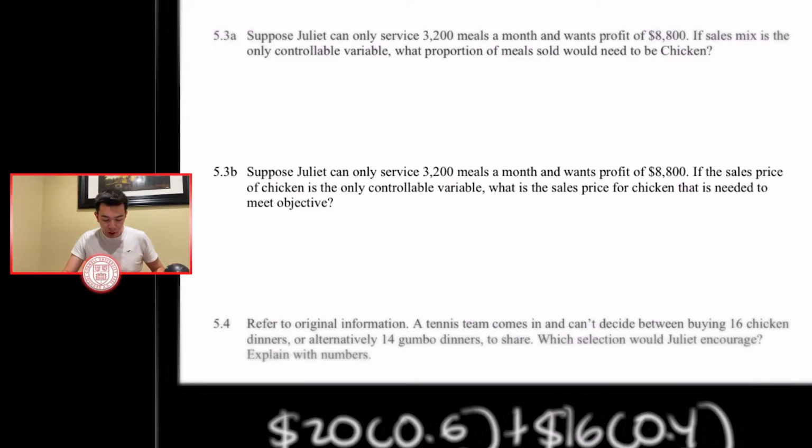And it says for the next part, suppose Juliet can only service 3,200 meals a month and wants a profit of $8,800. If the sales price of chicken is the only controllable variable, what is the sales price for chicken that is needed to meet the objective? So in this situation, he is unable to change the sales mix, right? We're unable to use that strategy where we sold more jumbo to help raise our profits. In this case, the only thing he can do is raise the price of chicken meals.